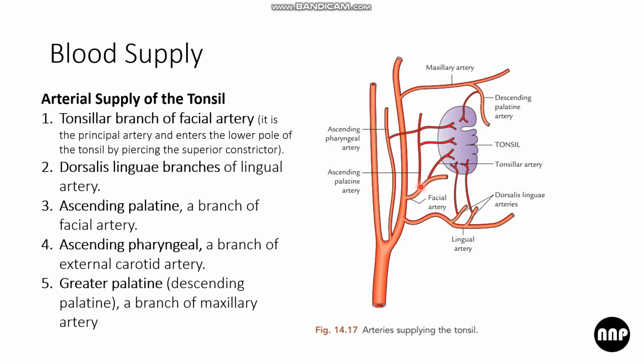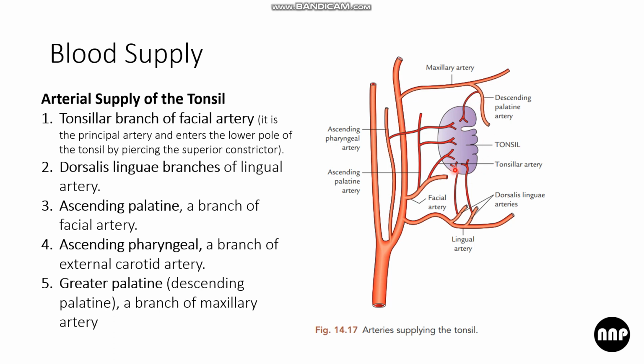See the second point. From the facial artery, we get the tonsillar artery, the principal artery for the tonsils. And from the facial artery also, there is one branch, the ascending palatine artery, which will give a branch to the tonsil. Then a branch from the external carotid, that is the ascending pharyngeal artery, will give its supply to the tonsil. And the maxillary artery will give the descending palatine artery, which is also known as the greater palatine artery, and that will give supply to this tonsil. So this is the arterial supply of the tonsil.